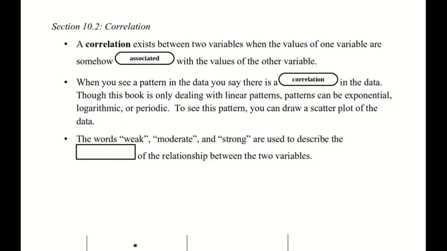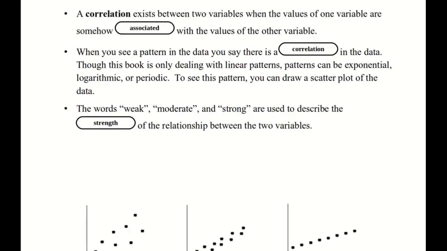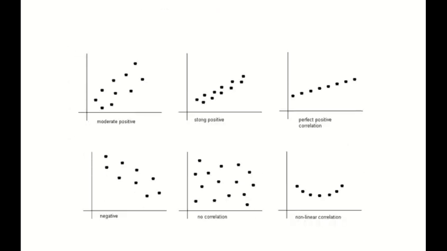Though this book is only dealing with linear patterns, patterns can be exponential, logarithmic, or periodic, like the vibration of a guitar string. To see this pattern, you draw a scatter plot of the data. The words weak, moderate, and strong are used to describe the strength of the relationship between two variables. So let's look at some scatter diagrams.